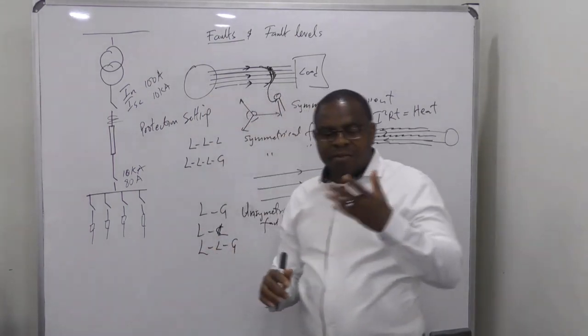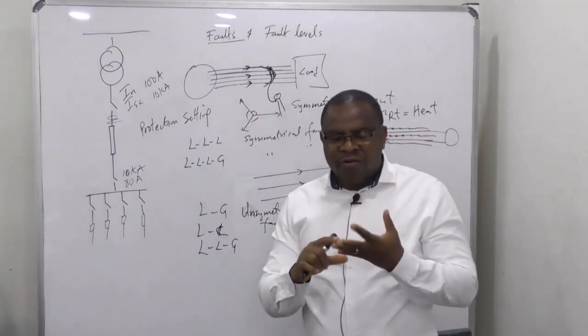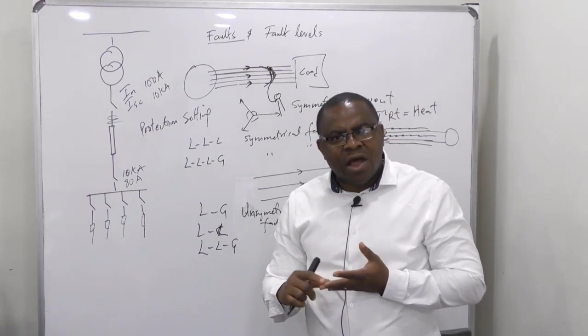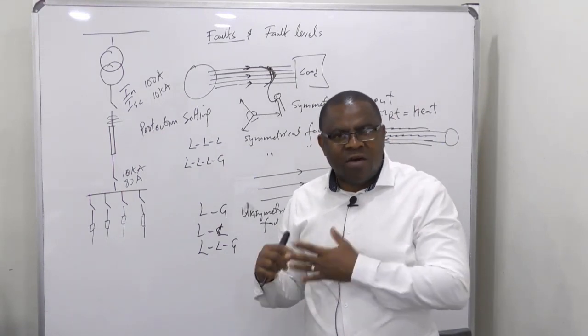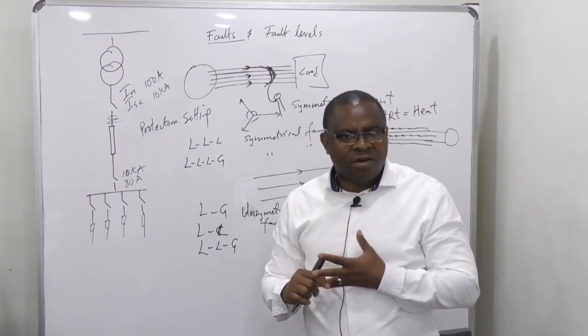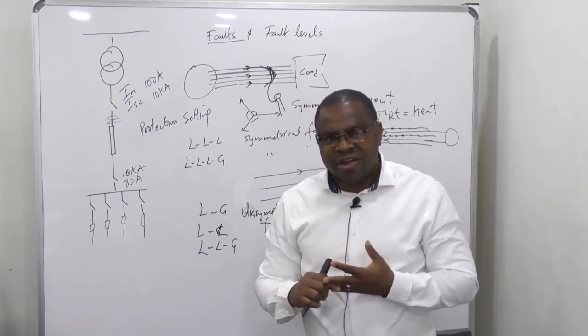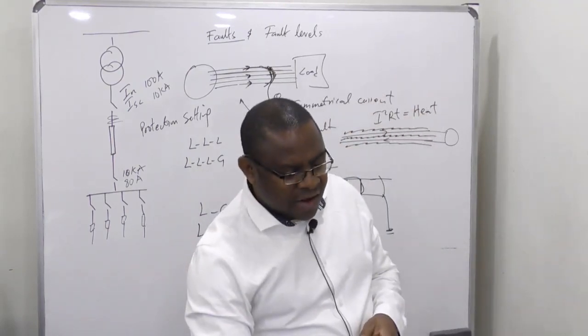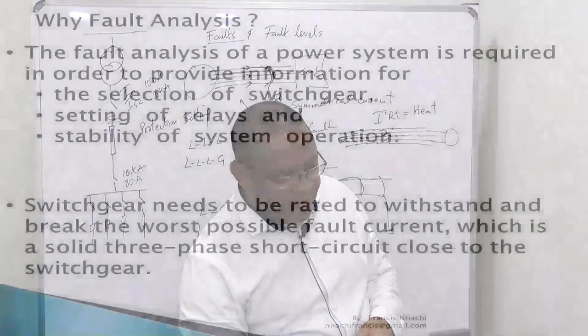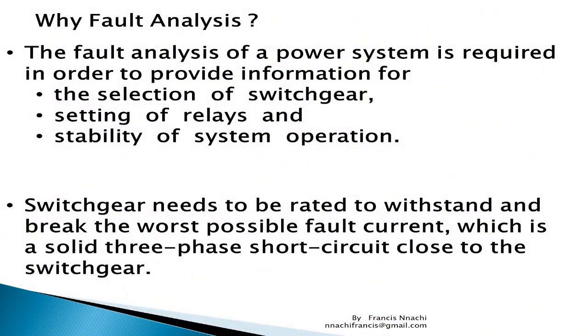Actually, when we do fault analysis, we have what we call the maximum fault level and the lowest fault level. For maximum fault level, we use that to size our switchgear, and the lowest fault level we use for protection settings. I'm still going to explain that later. Another reason we analyze faults is to ensure stability of our system operation.